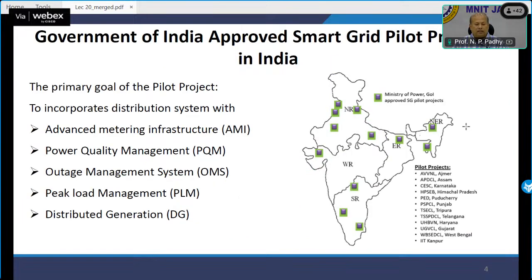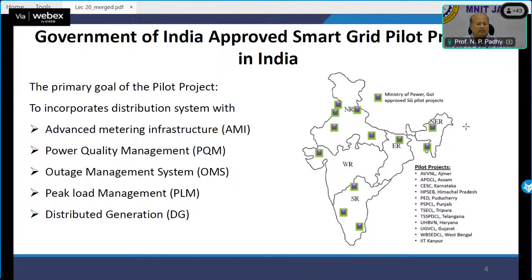So if you see, there are different projects that the Government of India has initiated, because now smart grid is very popular. But in 2012 to 2014, when we started smart grid, there was no case study, there was no example. So even a smart meter installation, we looked at it as a smart grid. Am I right? That is the era where we started. As you could see, the Ministry of Power, Government of India approved SG pilot projects.